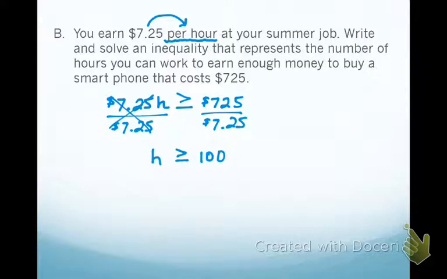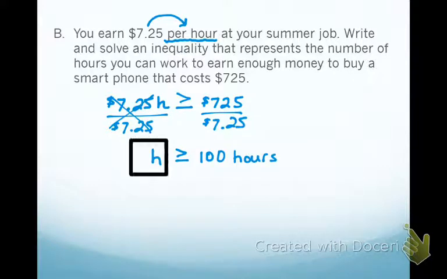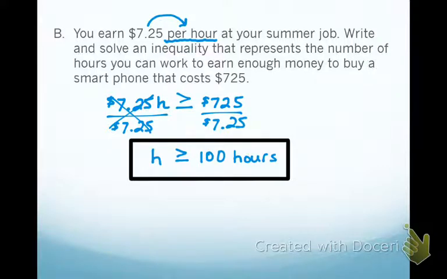Now listen, this is what it says. Write and solve an inequality that represents the number of hours you can work to earn enough money to buy a smartphone that costs $725. You are correct. We need to make sure we've got units attached. Now listen, if your answer comes out like this, I do not want you just to box 100 hours. It asks you to write an inequality, so you want to put in the whole thing. This basically means any answer that is more than 100 hours would be fine. You could work 101 hours, 110 hours, or 200 hours, and then you would have enough money. But the least amount you could do is 100 hours. So the correct answer is H is greater than or equal to 100 hours.